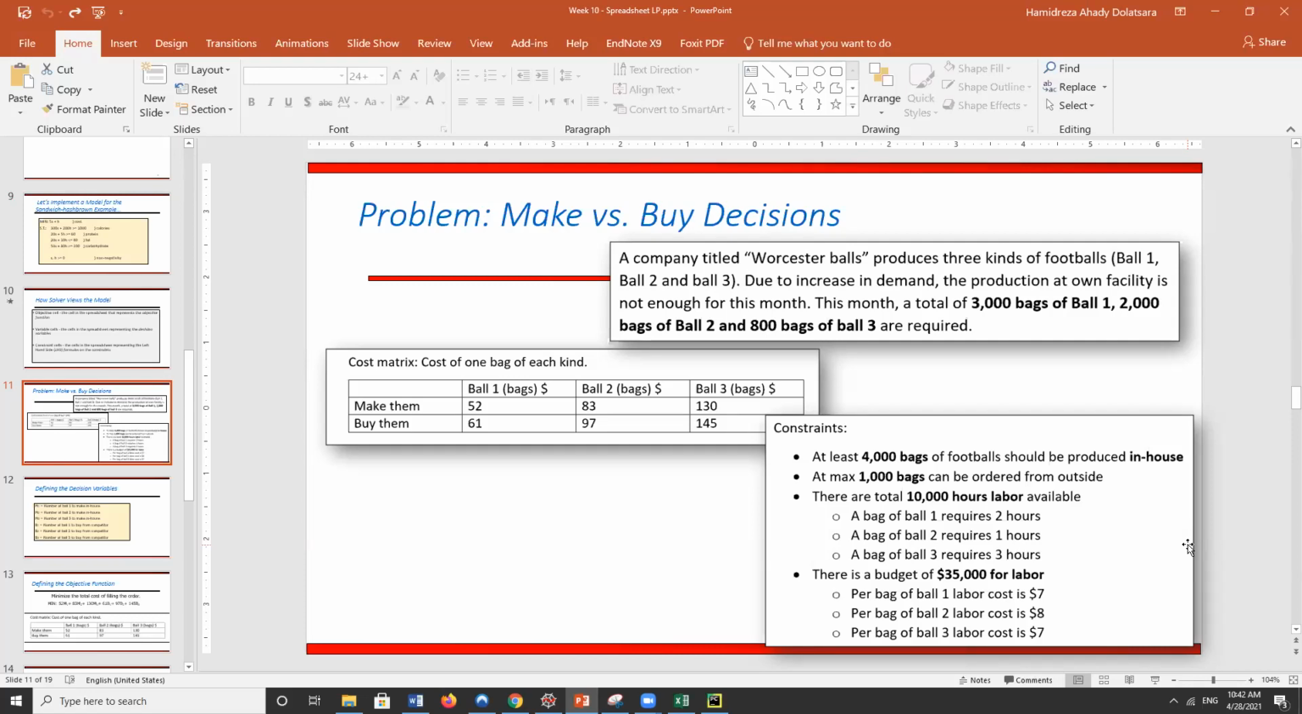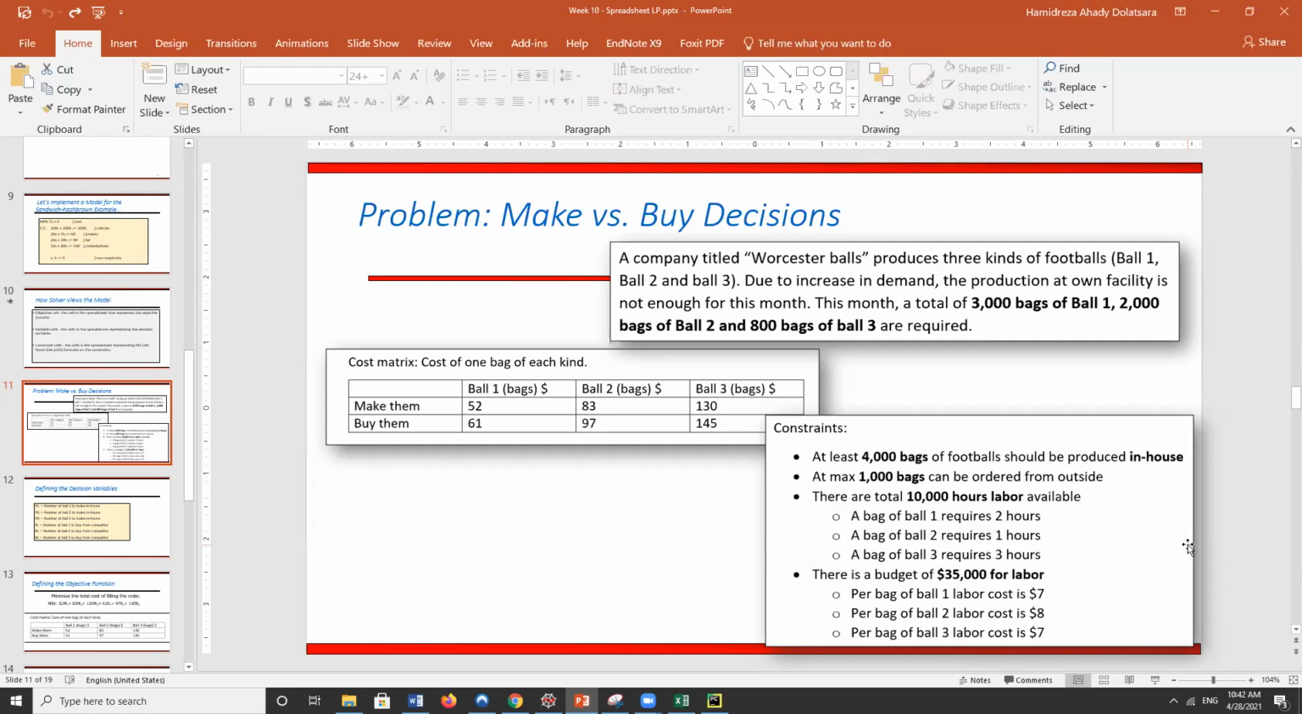The next one is make versus buy decisions. If you're in the supply chain part of your company, or if your company depends a lot on the supply chain and it's an important part of your company, most likely you would face such problems. Okay, let's look at one of them from the make versus buy decisions.